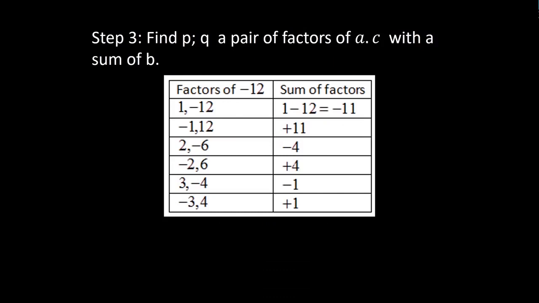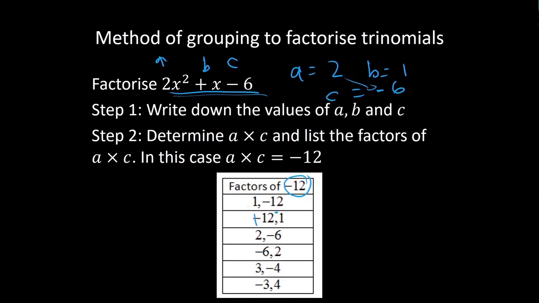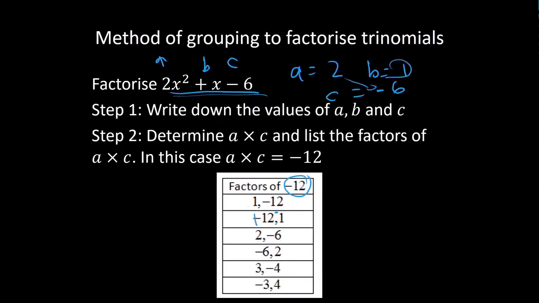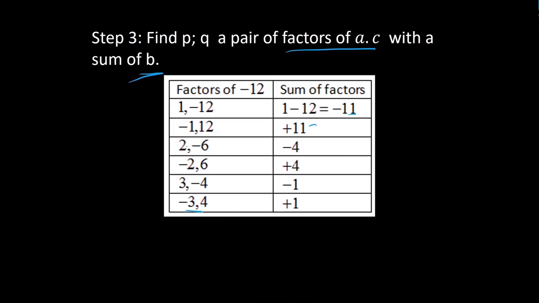You then find P and Q, which is really just a pair of the factors of A times C with the sum of B. Now remember, the value of B was 1. So I go through all the factors that I have, and I see, okay, well, 1 minus 12 gives me negative 11, negative 1 plus 12 gives me 11, and I go through adding all of them, and I see that the only pair that will give me positive 1, because remember, B had a value of positive 1, is this one, where P is equal to negative 3 and Q is equal to 4. So this is the one that I'm interested in.